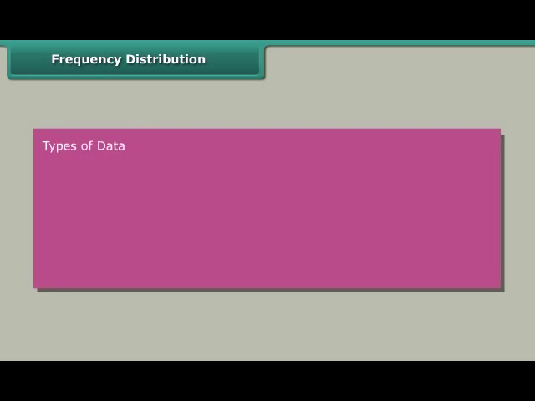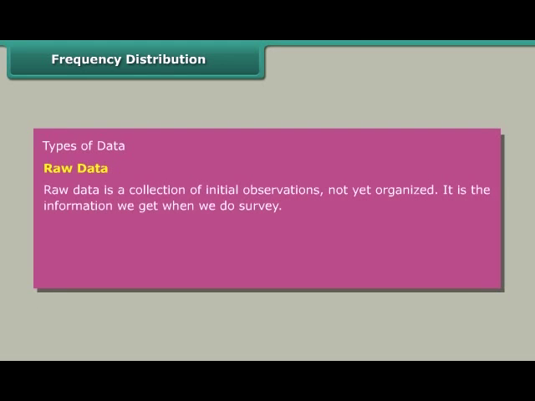Frequency distribution. Types of data. Raw data. Raw data is a collection of initial observations not yet organized. It is the information we get when we do a survey. It can be classified into two types: discrete data and continuous data.